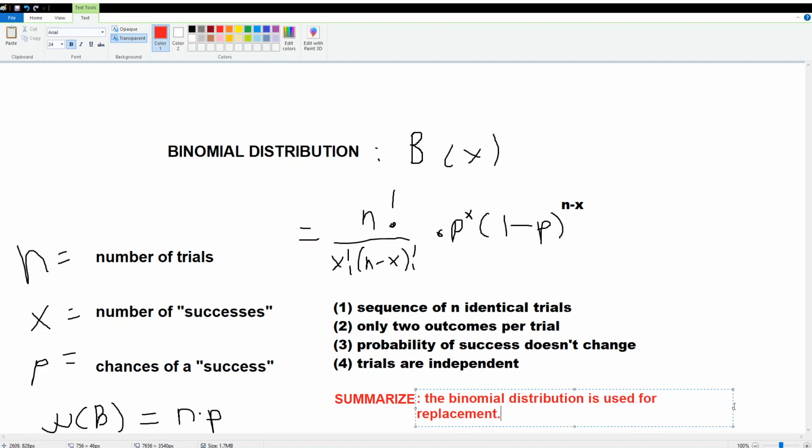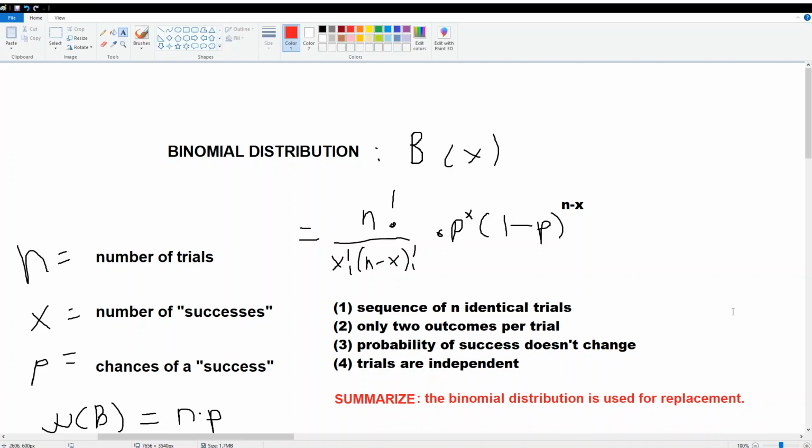You might say, replacement where? Where'd this come from? Think of it this way. Imagine if we're flipping a coin over and over again. Obviously, it's the same trial every single time. We just keep flipping the same coin, so condition 1 is satisfied. Condition number 2, there's only 2 outcomes.